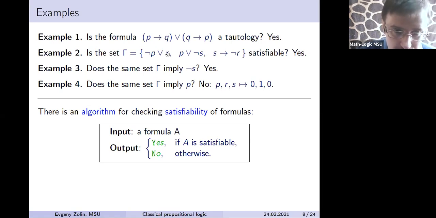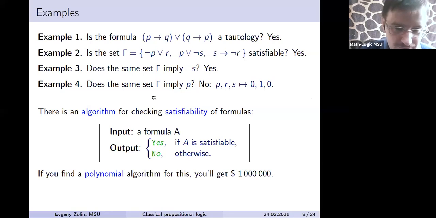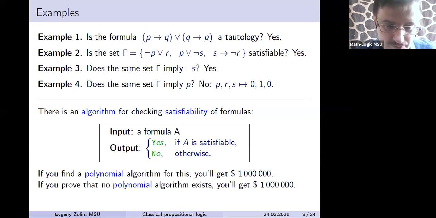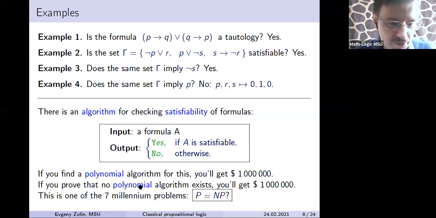So if somebody finds a polynomial algorithm for this, then you will get $1 million, because this is the problem called P equals NP. And if you, on the other side, prove that there is no polynomial-time algorithm, then again you will solve this problem, one of the 7 millennium problems.